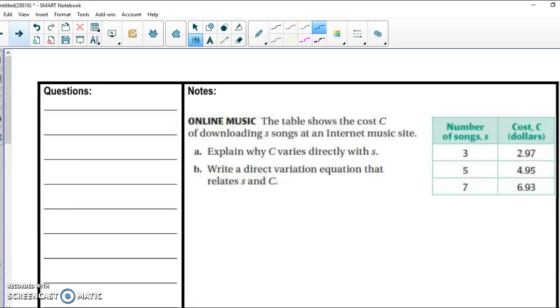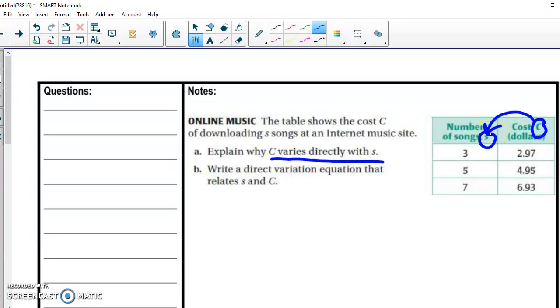we're comparing the cost in dollars to the number of songs, S. So this table shows the cost of downloading songs at an internet music site. First, we need to explain why C varies directly with S. Remember, this is our lingo for direct variation. We're saying that this variable varies or changes directly with this variable. We're not adding anything to it. There's no y-intercept. All I'm simply doing is changing one variable directly as the other one changes.